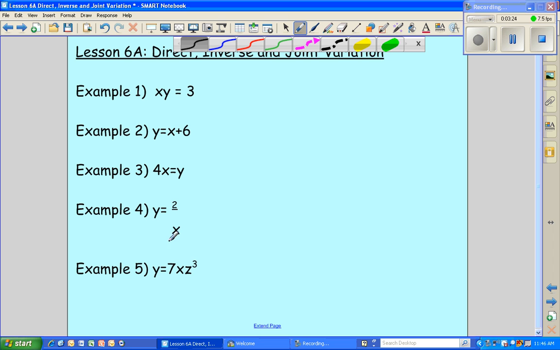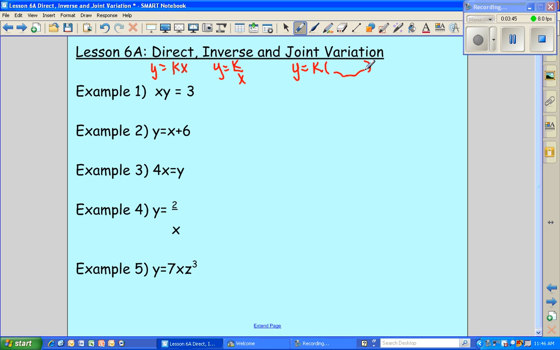What you want to do is you always want to solve the equation for y and see if it looks like the direct formula, y equals kx. The inverse formula was y equals k divided by x. And the joint is when you start working with multiple things. Okay, so if you took example 1 and you solved it for y, we're going to divide each side by x, and you're going to get y equals 3 over x. Well, that would be an inverse variation, where your constant is 3.